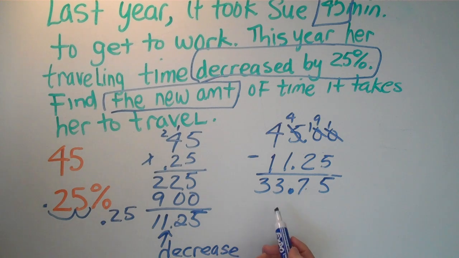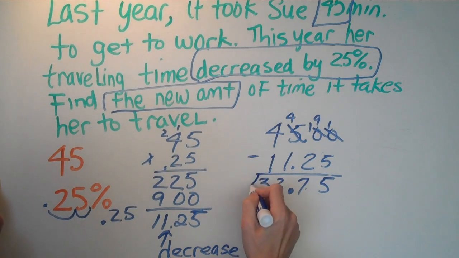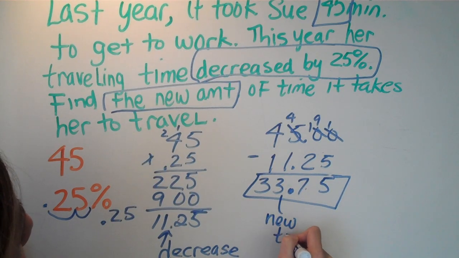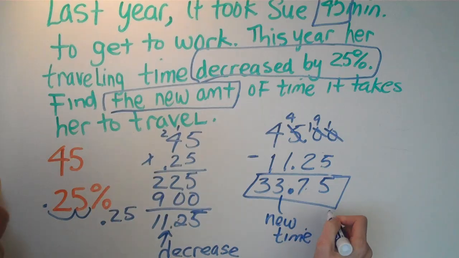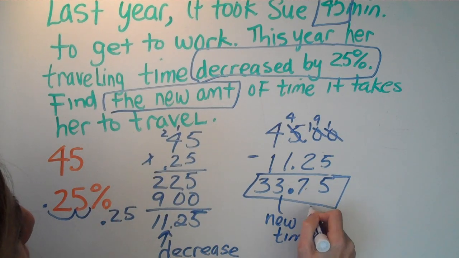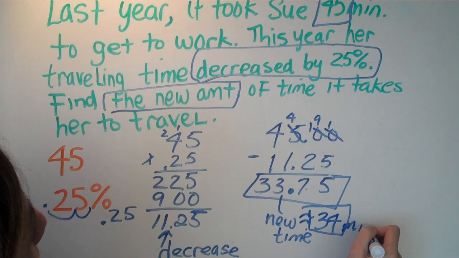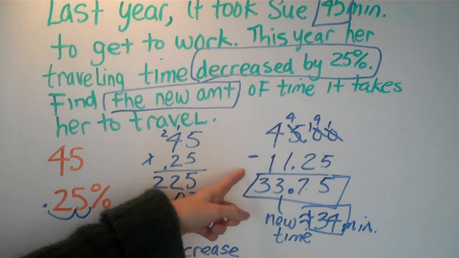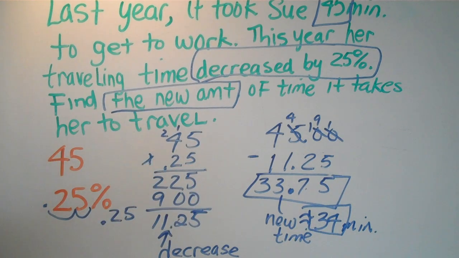So 33.75 minutes is how long it would take her to travel. So this is the new time. And most times you would round that, and you could probably say the new time is about 34 minutes. Okay? So again, the same thing. Multiply first and then subtract when you have a discount or a decrease. Same exact thing. And that's it.